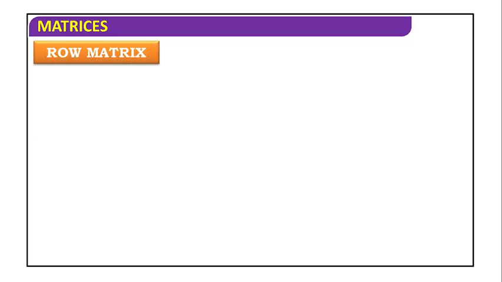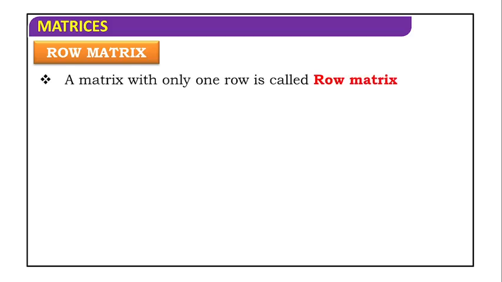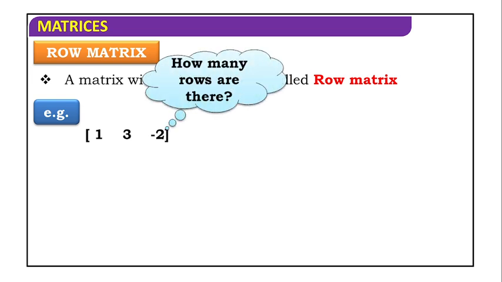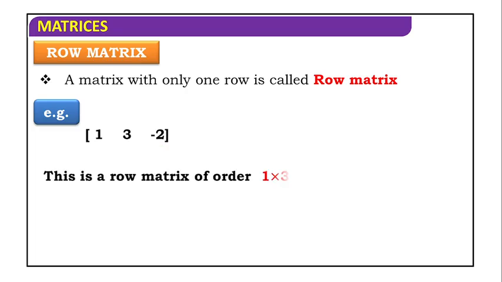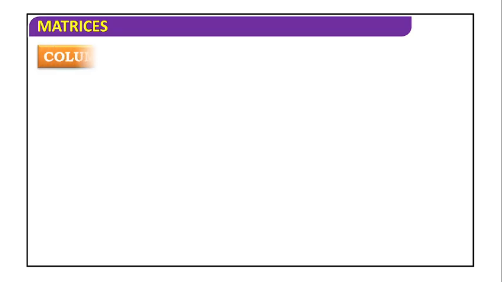Row matrix. A row matrix means a matrix with only one row. Any number of columns, but only one row. Then the matrix is said to be a row matrix. For example, 1, 3 and -2. Here there is totally one row and 3 columns. We need only one row. Then this matrix is said to be a row matrix with order 1 cross 3.